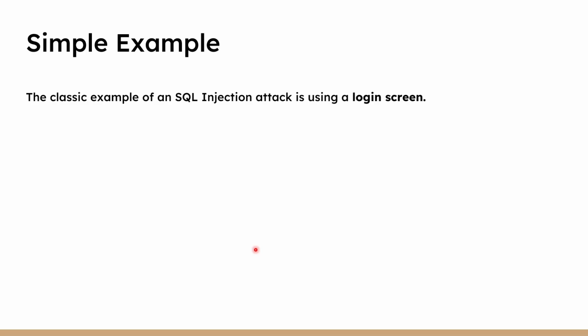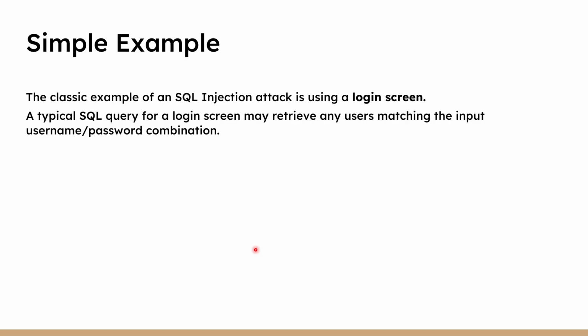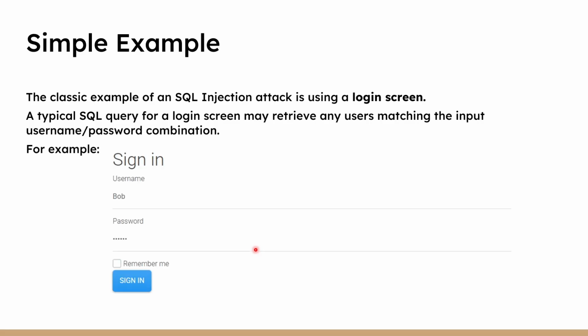The classic example is just a login screen. The typical SQL query might retrieve any users that match the username and password combination. This is a very naive implementation, but just imagine this is the login screen, and I type in Bob and 123456. I know the JHipster login, isn't it amazing? It might directly feed these inputs into a query like this. So it might select all users where the username matches and the password matches.